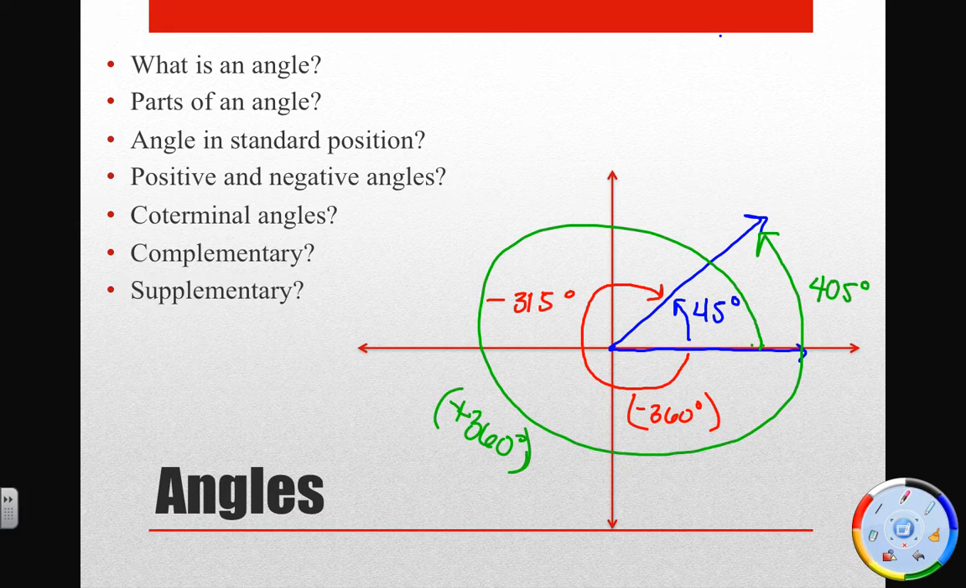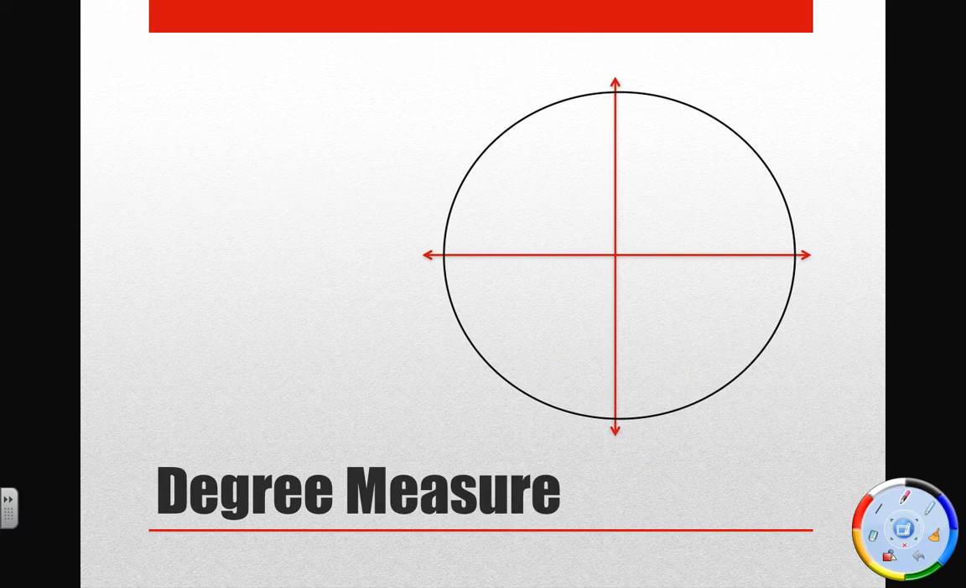Now I'm going to ask you these two little questions just because I want to make sure that we understand them from our geometry lessons a couple years ago. Complementary means sum to 90, and supplementary means sum to 180. There are a couple things that we need to know that just show up every once in a while. All right, so that's our basics of angles. Let's go ahead and get into degree measures.